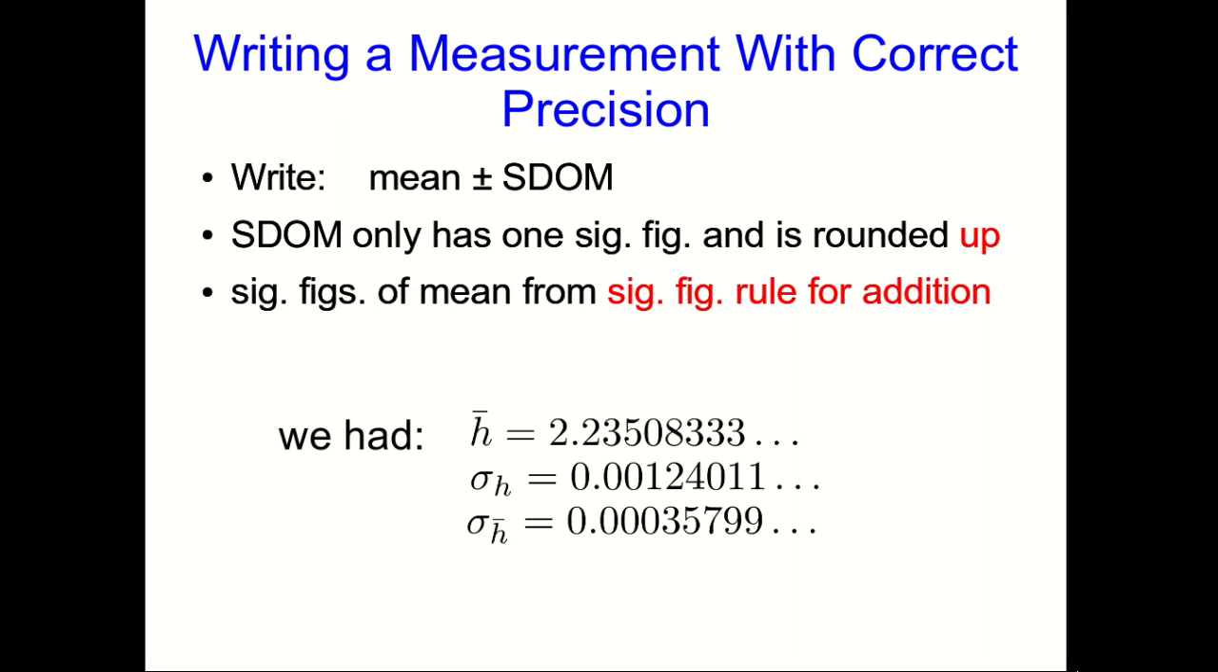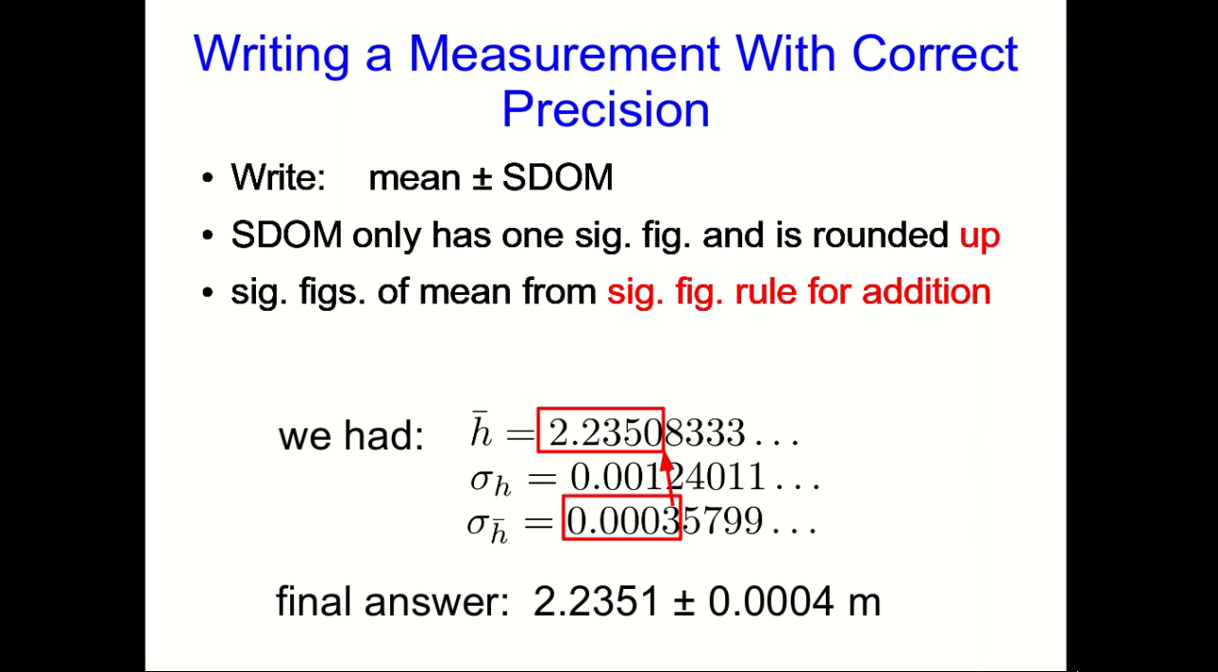So we now have our mean of our height of the door, our standard deviation of h, and our standard deviation of h bar, the SDOM. And we're going to round that SDOM up to 0.0004. And then we see that since its only sig fig is in the fourth digit after the decimal place, that tells us that that is the last significant figure in our mean. And so our final answer is going to look like this.